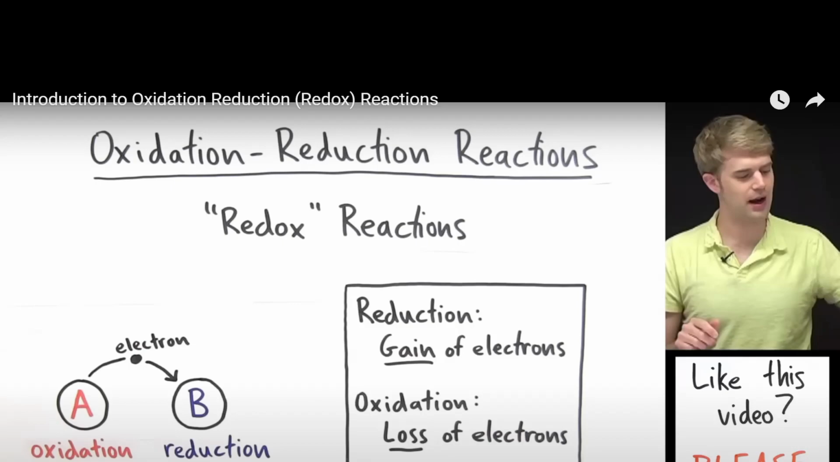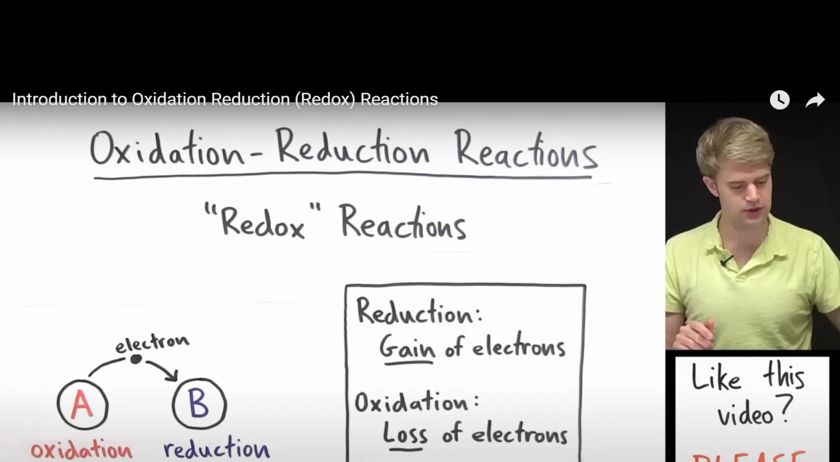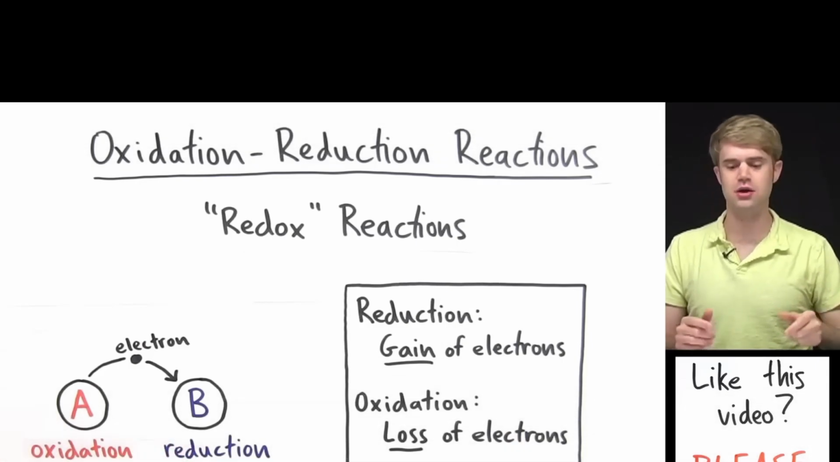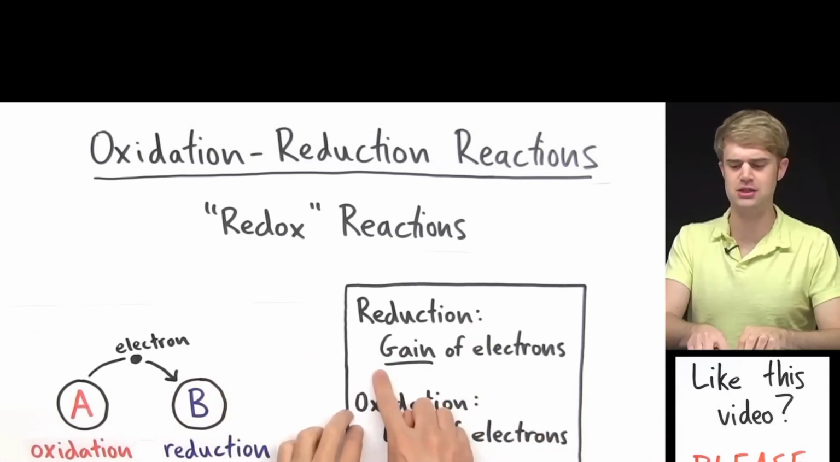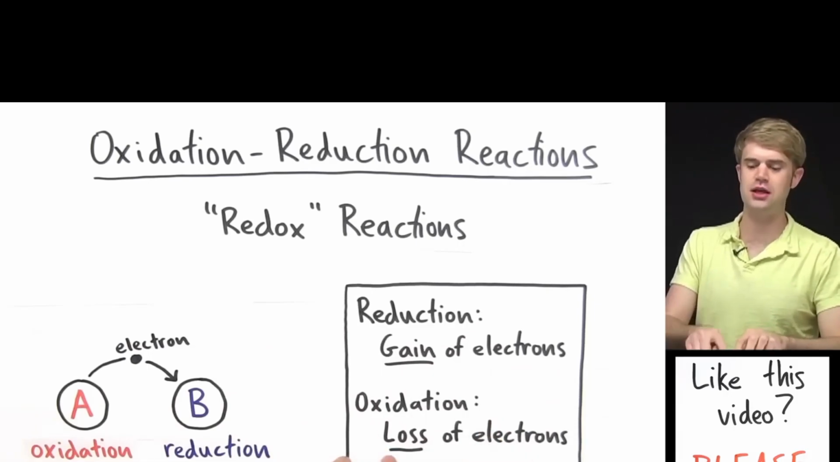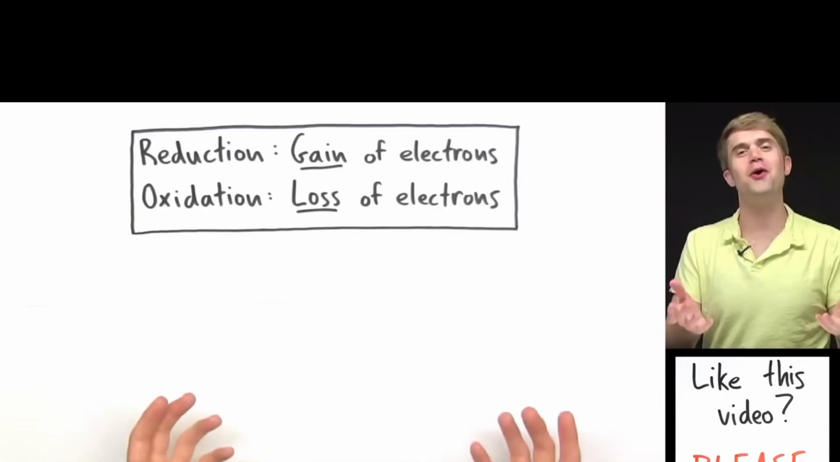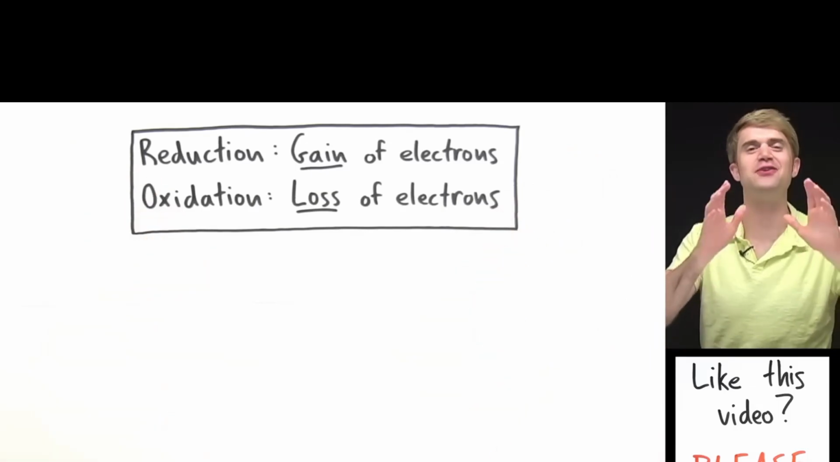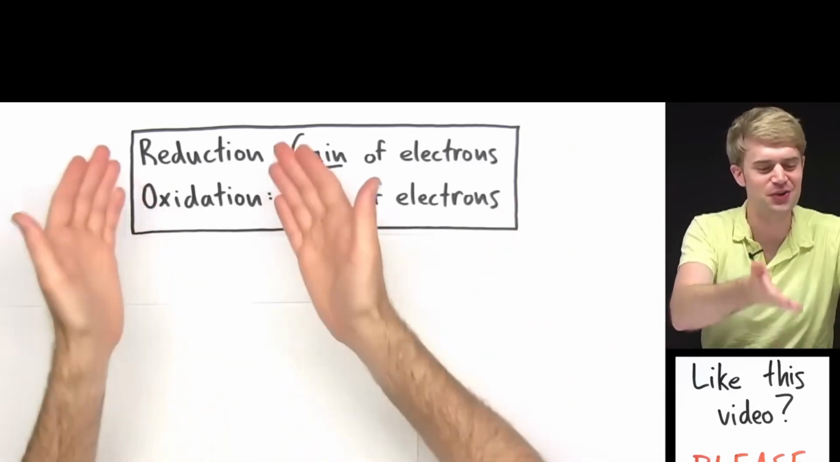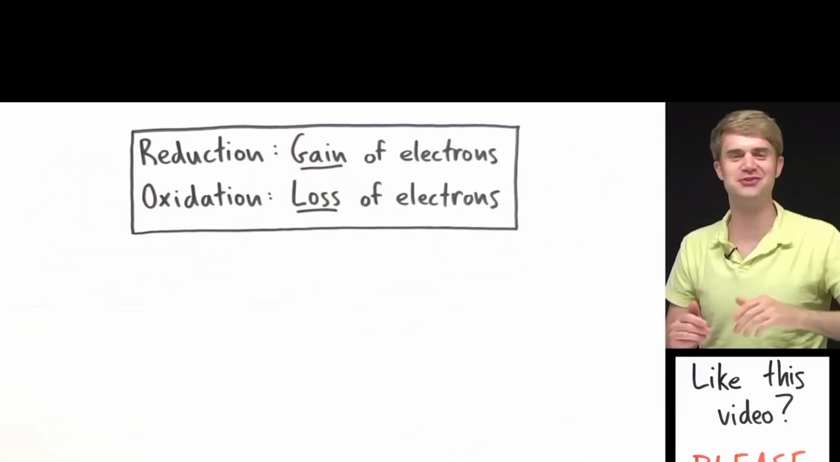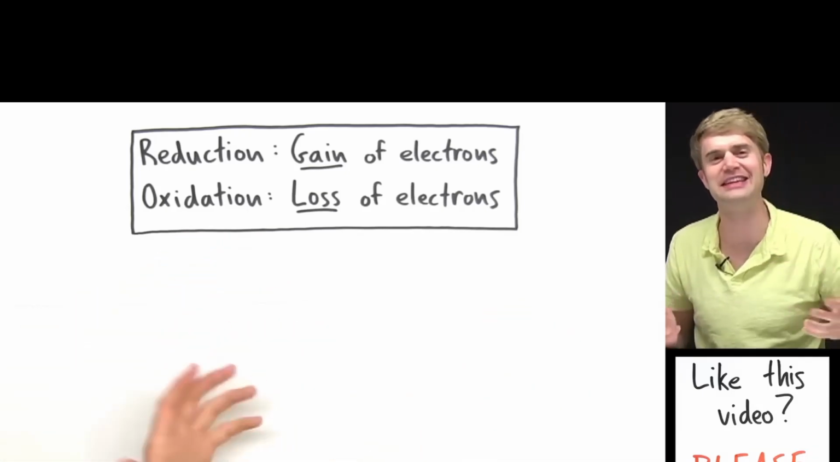Okay, so A is being oxidized, B is being reduced. Oxidation, oxidized, reduction, reduced. The big picture here is that reduction is a gain of electrons and oxidation is a loss. So I don't know about you, but when I was first learning this stuff, I found it so confusing. Why should a reduction be a gain of electrons? Usually when you're reducing something, you're getting less of it.